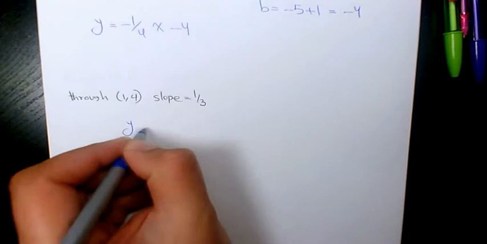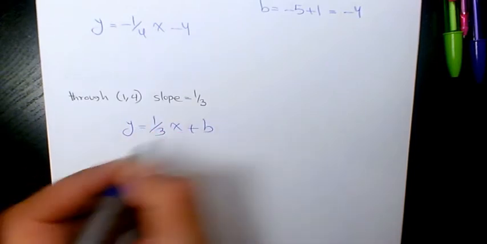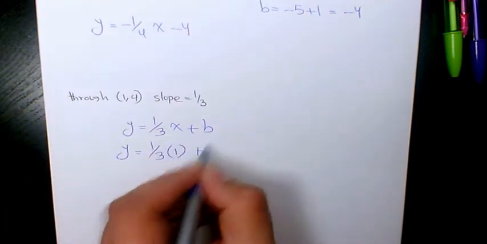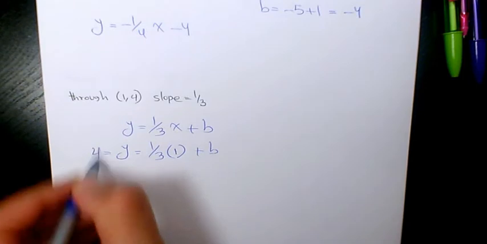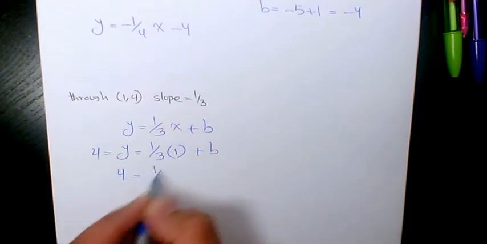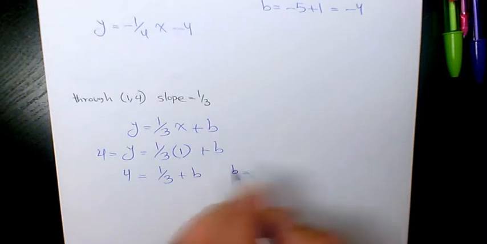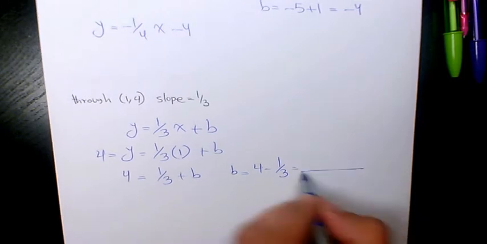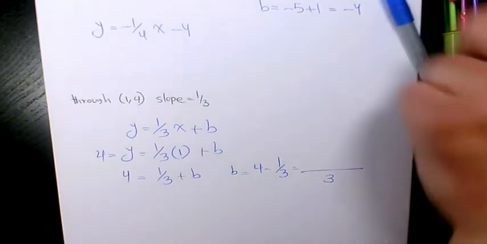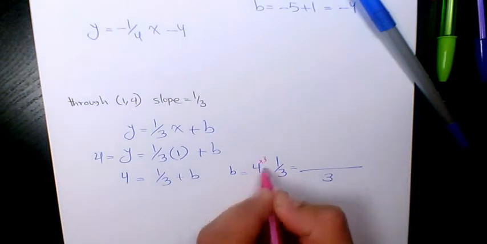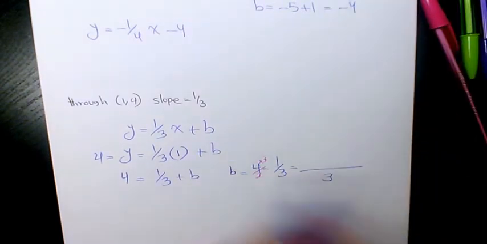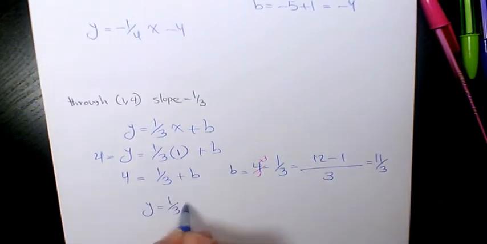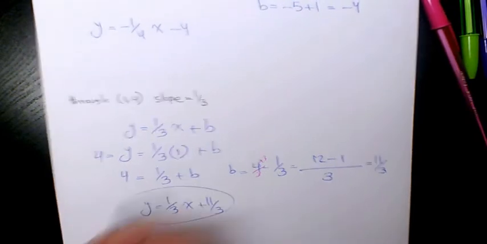This equation is going to be y equals 1 over 3 x plus b. When you substitute the numbers, 1 over 3 times 1 plus b has to be equal to 4. Then we can say 4 equals 1 over 3 plus b. So b is 4 minus 1/3. When we subtract fractions, we need to have a common denominator. So for 4, we need to multiply the numerator and denominator by 3. So we have 12 over 3. So 12 minus 1 is going to be 11 over 3. So we have y equals 1/3 x plus 11 over 3. That's the equation of the line.